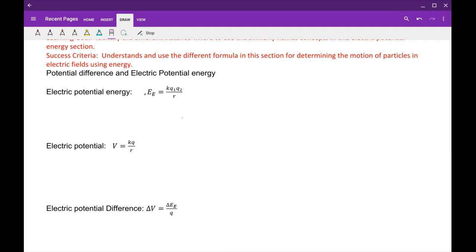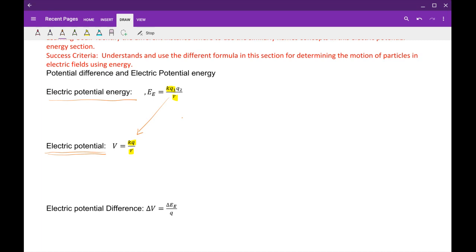Let's see, electric potential energy. This was electric potential energy. This is electric potential. All right. So what is this? If you look closely at this, it's the same equation as this right here. Okay. And so how does this electric potential behave?